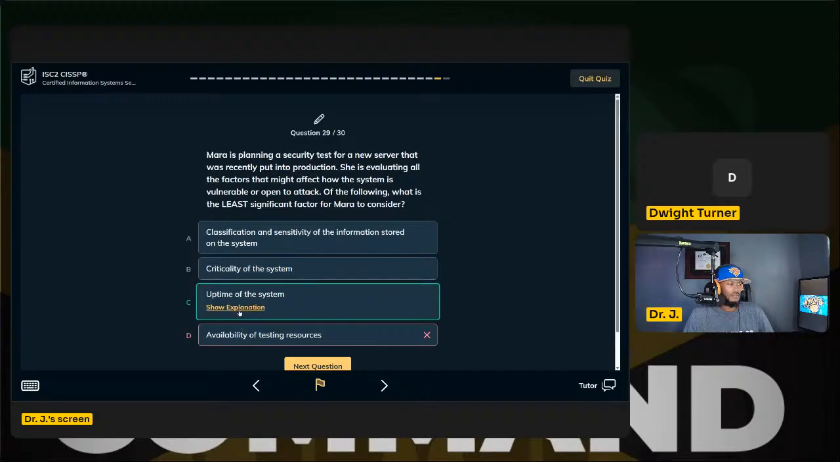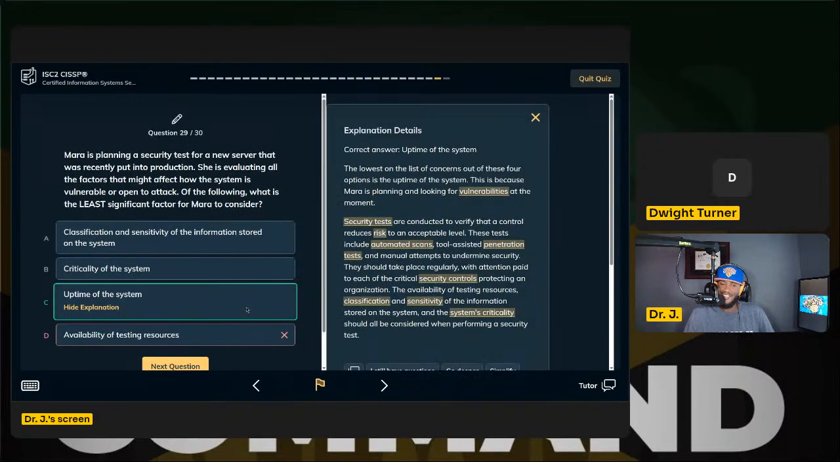Whoa, guess not. Let's see why. All right, so the lowest on the list of concerns out of these four options is the uptime of the system. This is because Mara is planning and looking for vulnerabilities at the moment.